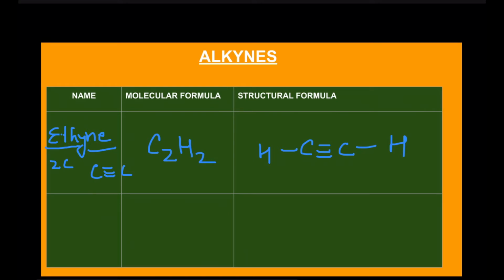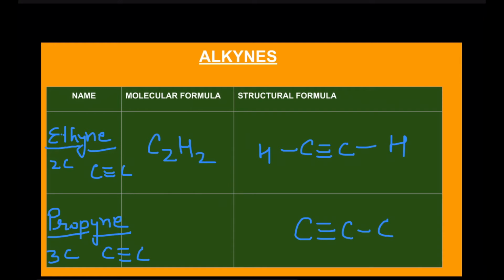Let's see the second homologue. The second homologue will be having 3 carbons in it, means propyne. Prop means 3 carbon. Yne means C triple bond C. The structural formula will be, first we will make the chain of carbons having the triple bond, and then we are going to write the hydrogens in it according to the valency of the particular carbon.